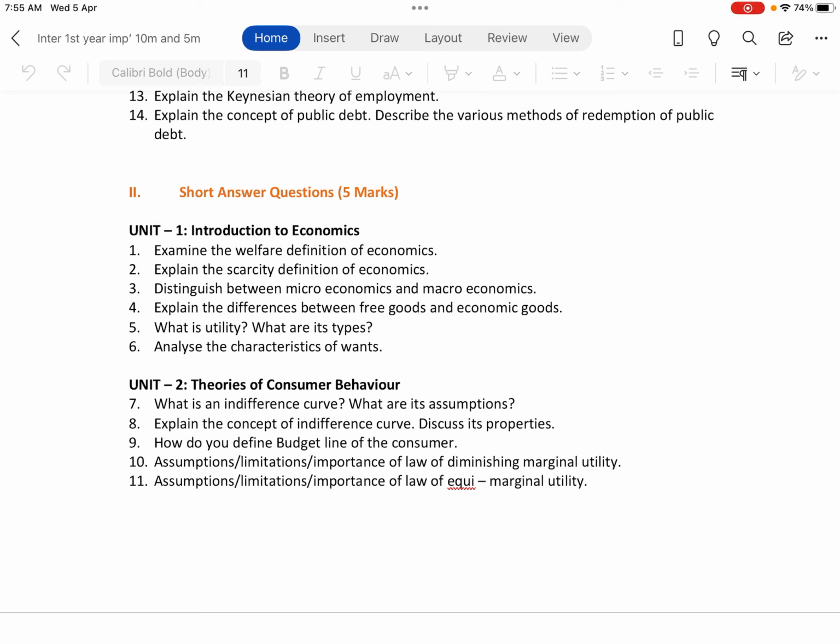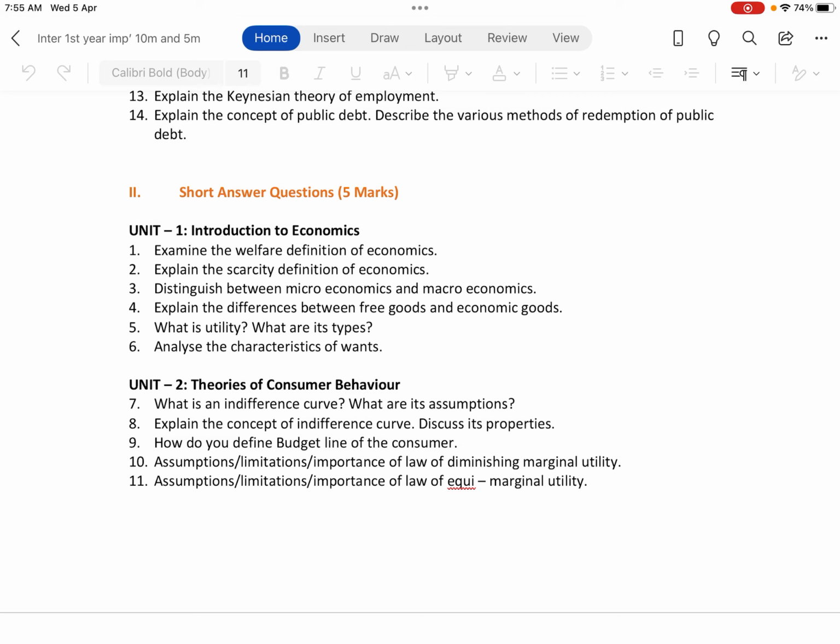So out of these 6 questions, you can expect 2 questions. And then next 5 marks, you can expect from Unit 2, Theories of Consumer Behavior. But as far as the March 2023 board exam was concerned, no 5 mark questions were asked from this unit. But earlier, these questions used to frequently appear in the board exam. So to be on the safe side, it is better to prepare these questions also.